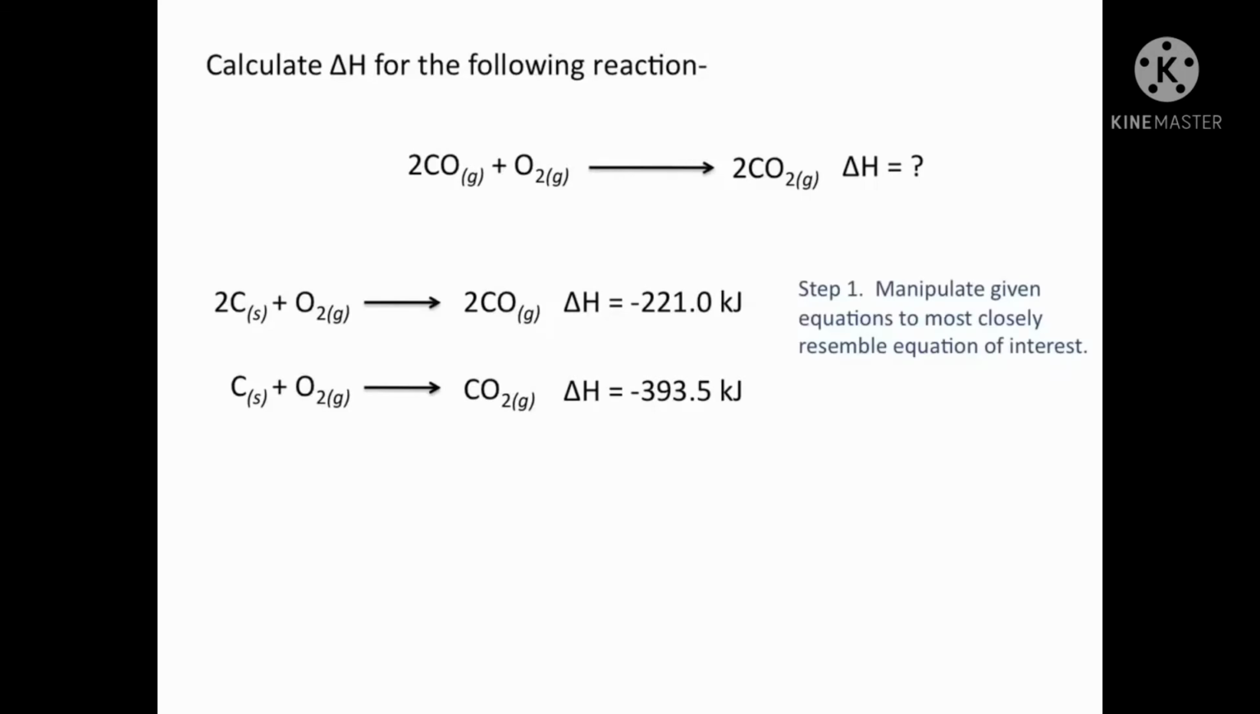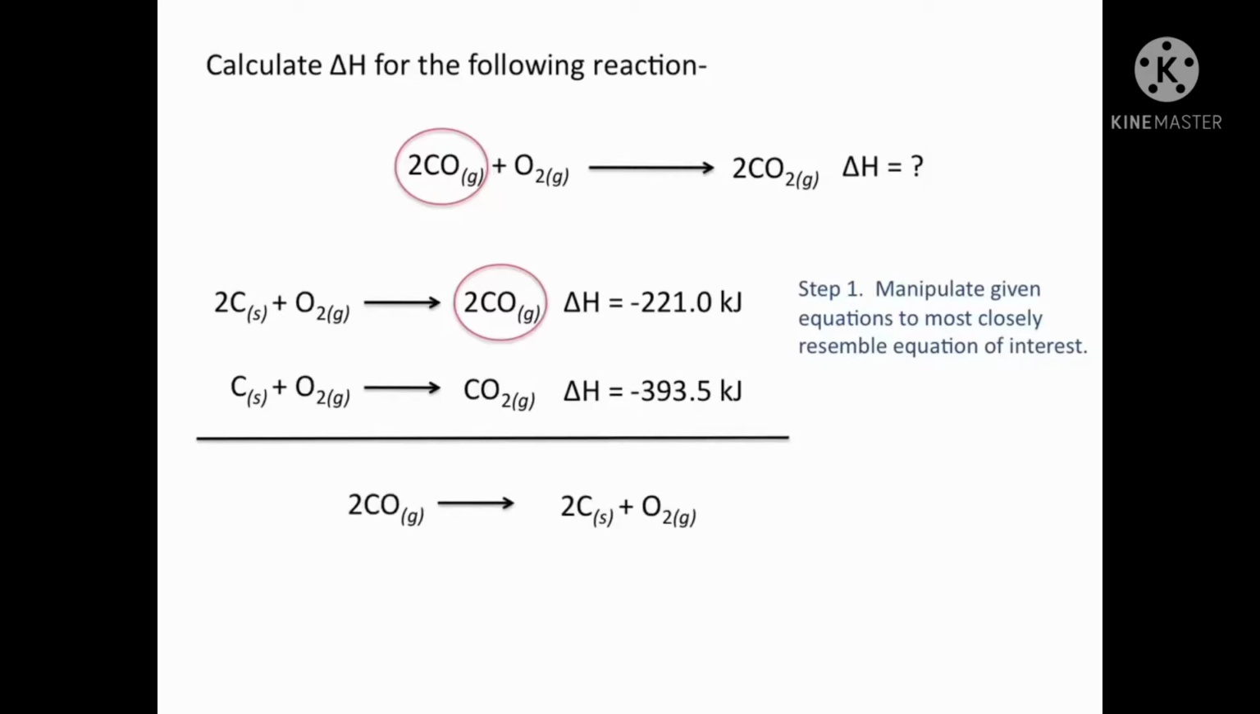So the first step to do this is to manipulate the given equations so that they most closely resemble the equation of interest. So let's look at our first equation. In the reaction of interest, carbon monoxide is on the reactant side. And of the two equations given below, you only see carbon monoxide in one of these equations, and it's on the product side. So what we're going to need to do is to flip this equation around so that carbon monoxide is on the reactant side. So we'll write the equation below, except we'll flip it around. So here we have 2 carbon monoxide going to 2 carbon plus O2.